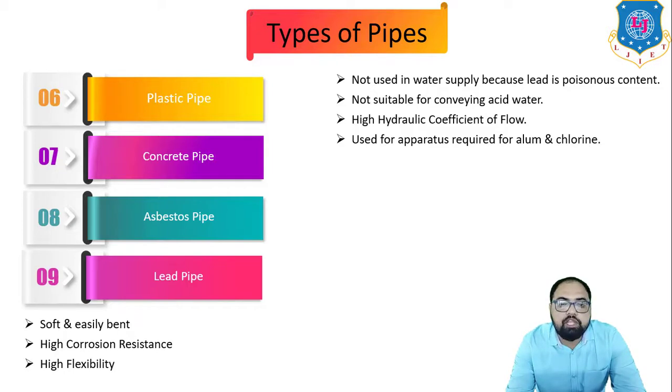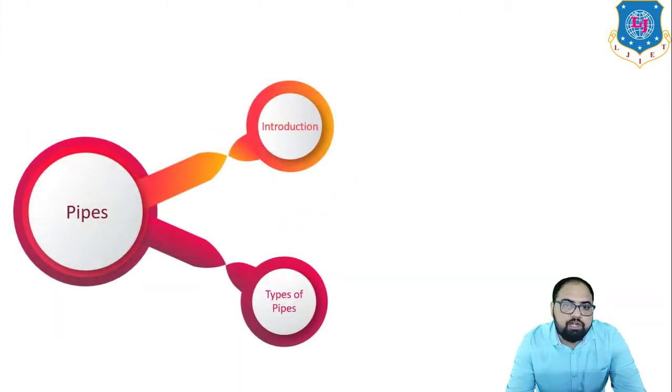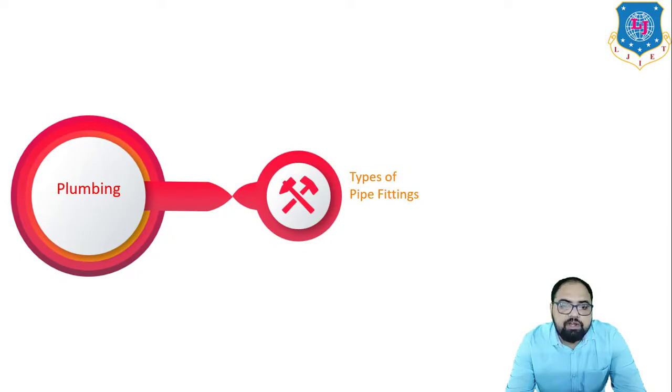high hydraulic coefficient of the flow, and this type of pipes are used for the apparatus required for aluminum and chlorine. So this is all about the different types of the pipes. Okay. Now we will discuss different plumbing fittings or pipe fittings.